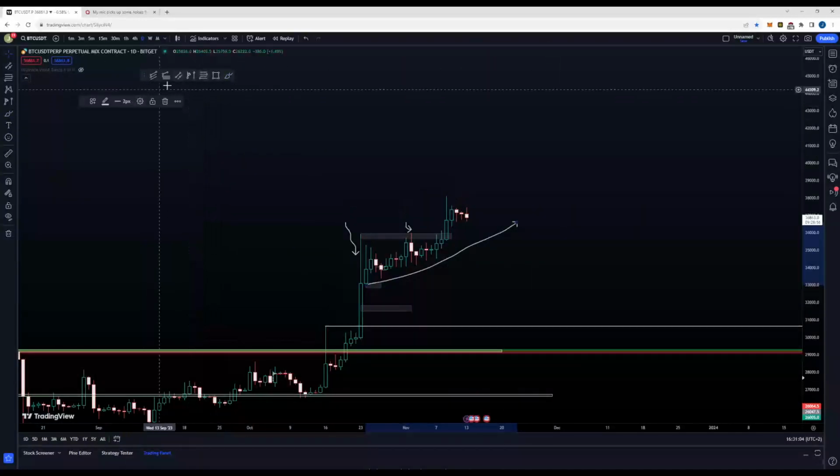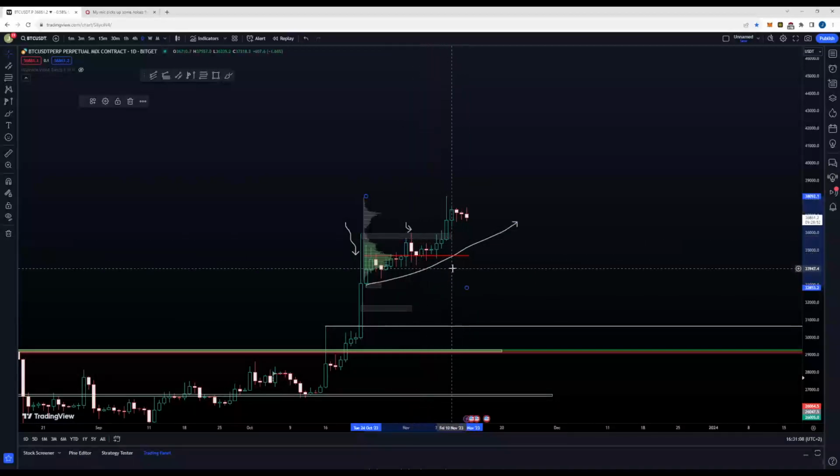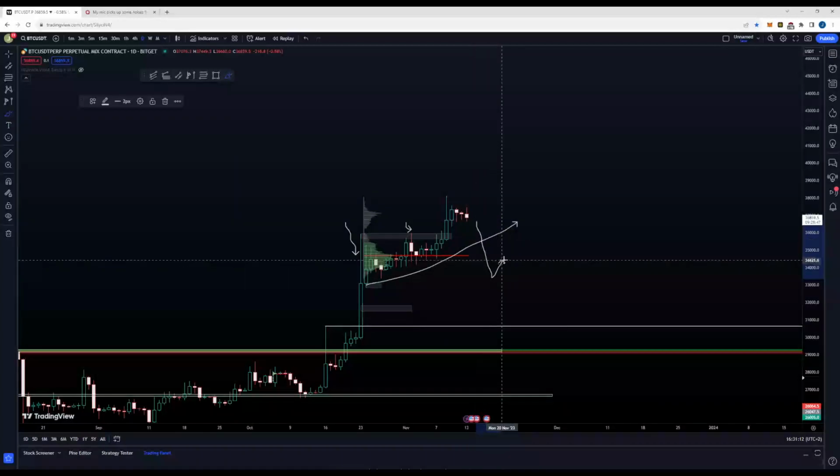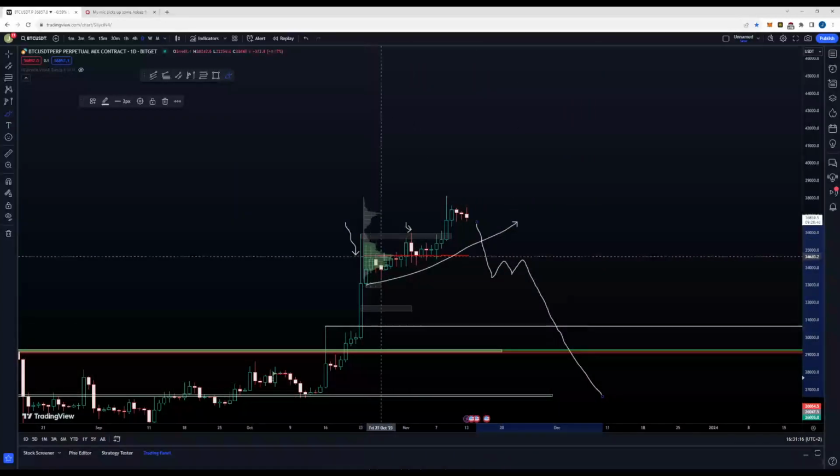Where do you take profits? You take profits on the POC. That's the level that we need to lose, and basically it's going to look like this. We backtest and we go much lower. This is the biggest support that we have holding this price now.